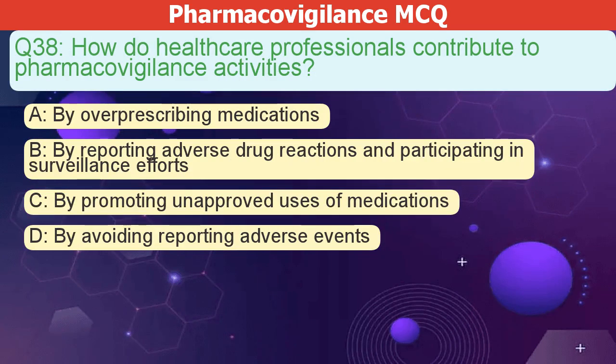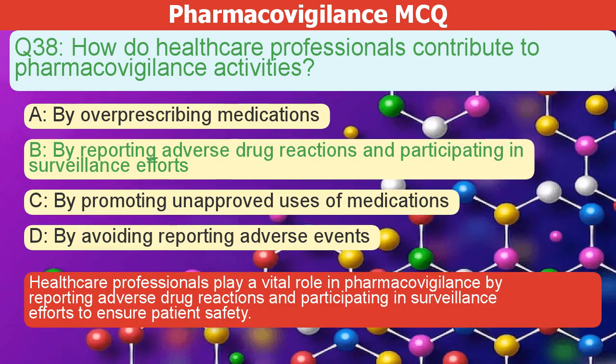How do healthcare professionals contribute to pharmacovigilance activities? A. By overprescribing medications. B. By reporting adverse drug reactions and participating in surveillance efforts. C. By promoting unapproved uses of medications. D. By avoiding reporting adverse events. The correct answer is B. Healthcare professionals play a vital role in pharmacovigilance by reporting adverse drug reactions and participating in surveillance efforts to ensure patient safety.